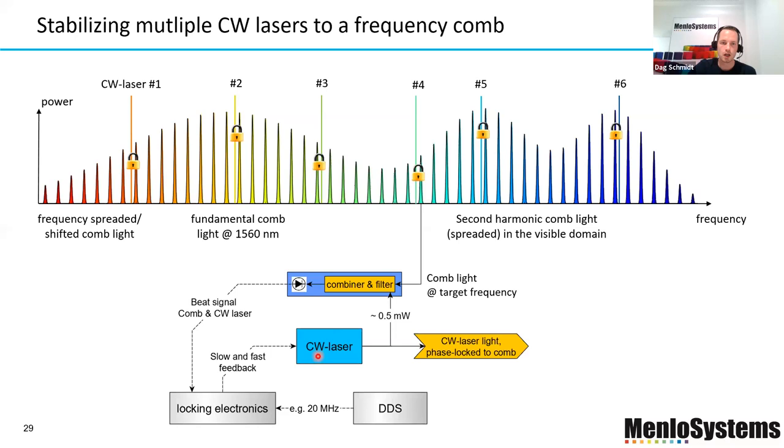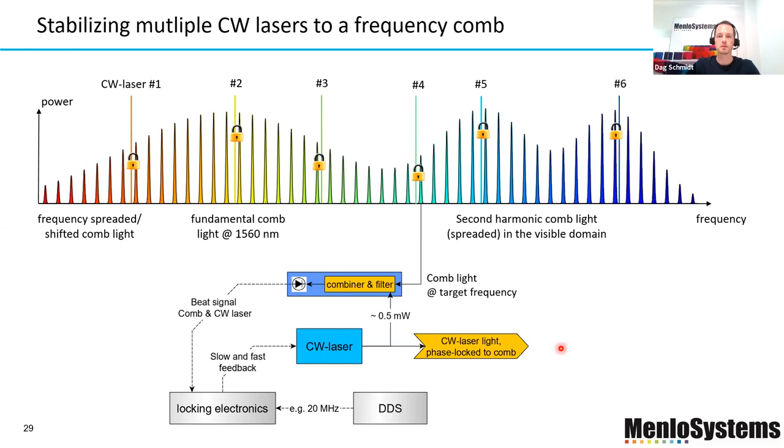And then we feed this to locking electronics, and a direct digital synthesizer then is the local oscillator and defines the distance between the CW laser and the comb mode. Then you can phase lock or frequency lock your CW laser to the comb.